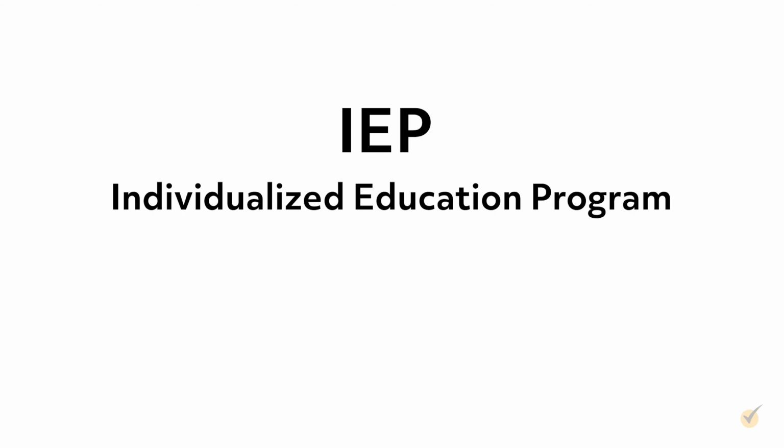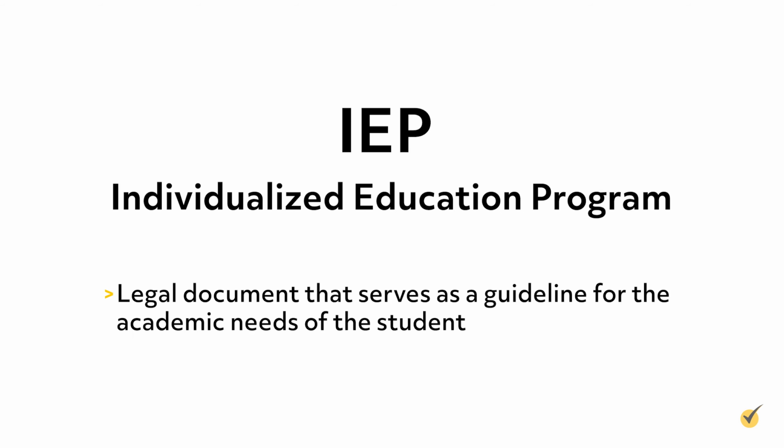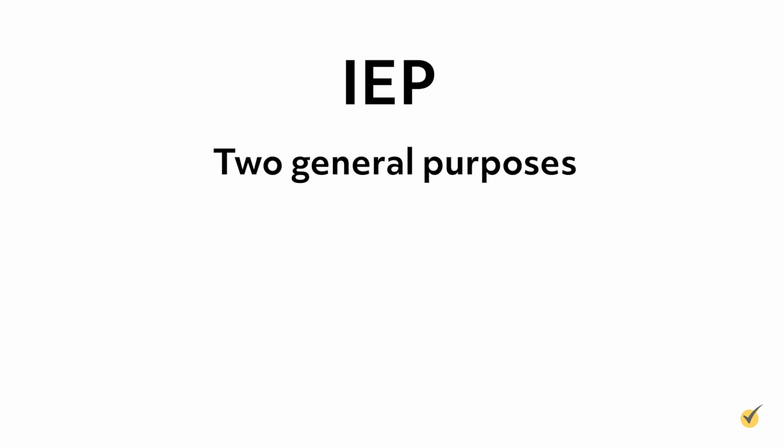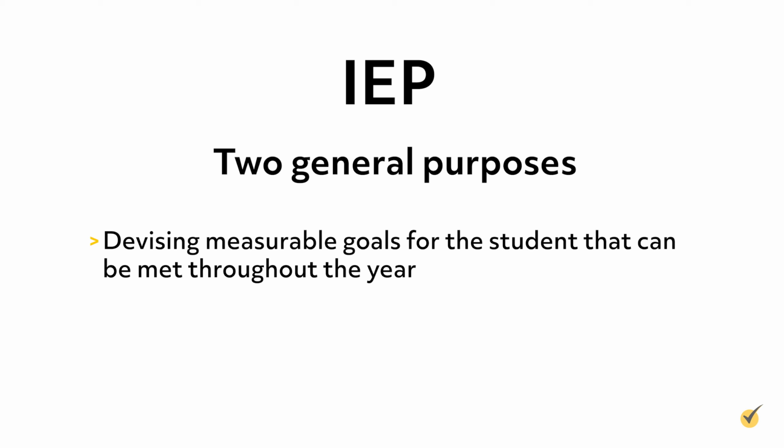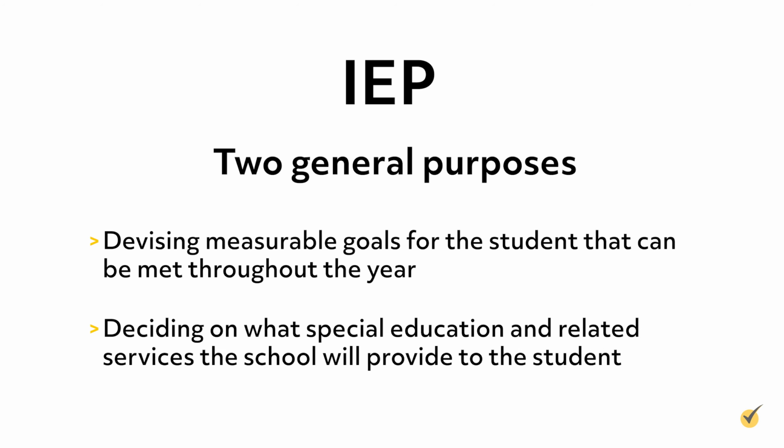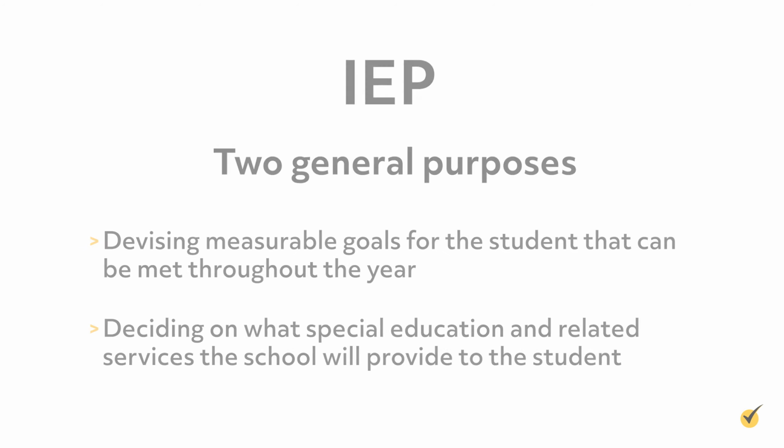An IEP, also known as an Individualized Education Program or Plan, is a legal document that serves as a guideline for the academic needs of the student. The IEP has two general purposes. The first involves devising measurable goals for the student that can be met throughout the year, and the second involves deciding on what special education and related services the school will provide to the student.